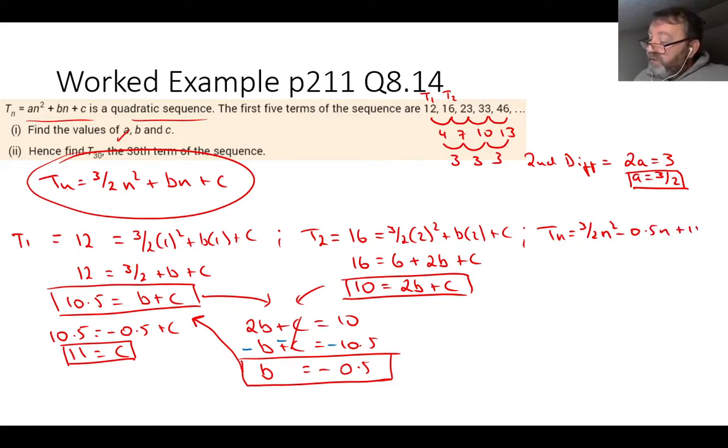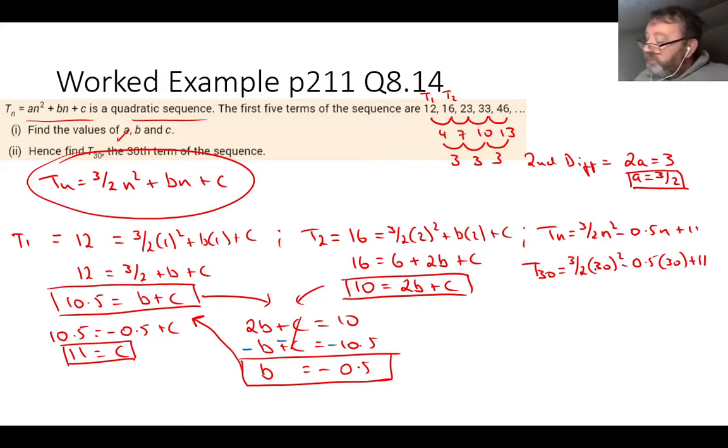In other words, T of n equals a n squared plus b times n plus c, where a is 3 over 2, b is minus 0.5, and c is 11. What does it say at the end? Hence, using what you've done, find T of 30. Well, that's easy, because that's where I change n for 30. 3 over 2 times 30 squared minus 0.5 times 30 plus 11.